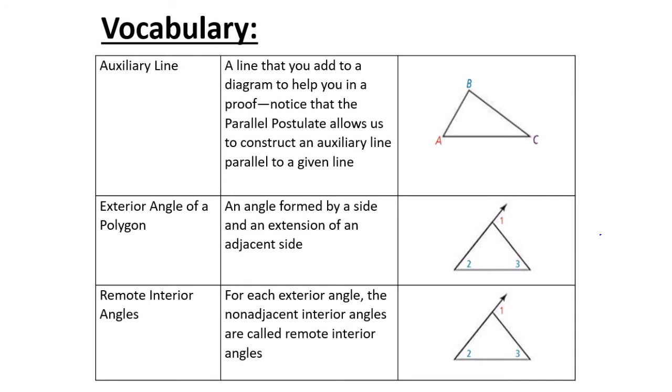All right, let's introduce some terms that we'll be using in this section. Auxiliary line. I've heard that pronounced different ways, but I pronounce it auxiliary. An auxiliary line is a line that you add to a diagram to help you in a proof. Remember that the parallel postulate allows us to construct a line that's parallel to a given line. That would be an example of an auxiliary line, in that case a parallel auxiliary line.